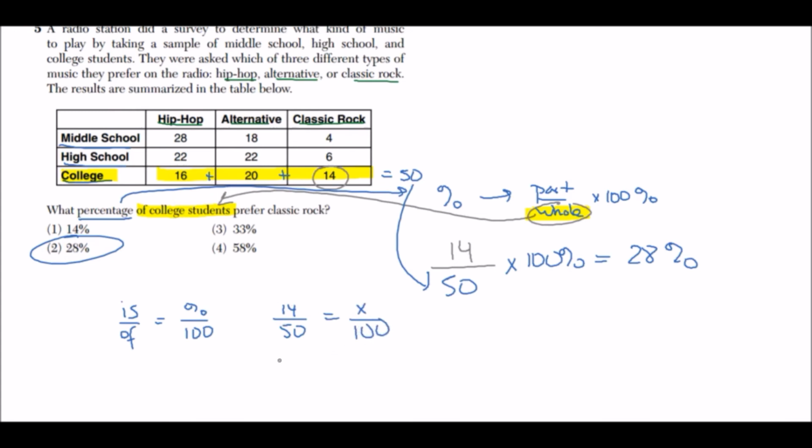So we can go ahead and multiply here, cross multiply. This is just a proportion. So we get 50x is 14 times 100, which is 1400. If we divide that by 50, we do get x is 28, and that yields the exact same answer we found before.